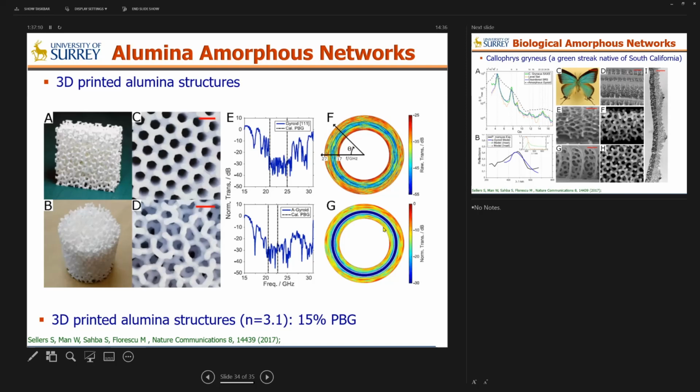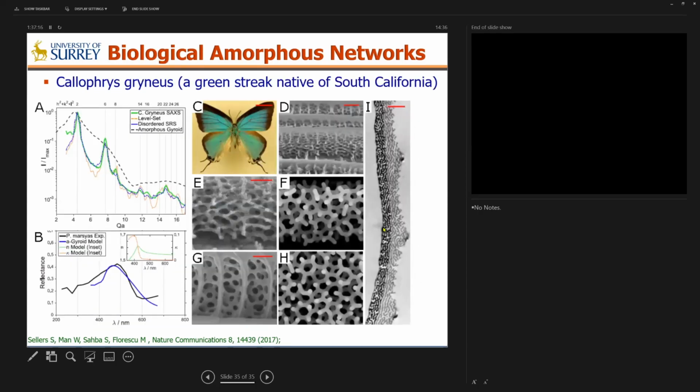In the meantime, as always, we ask if nature has beaten us to the task. And indeed, there are certain species of butterflies, like this Callophrys gryneus, a green hairstreak out of Southern California. If we analyze under the microscope the structuring of these beautifully colored green wings, we know that they are extremely similar to the models that we come up with. And indeed, the reflection from the structure presents a very good match to our simulations.